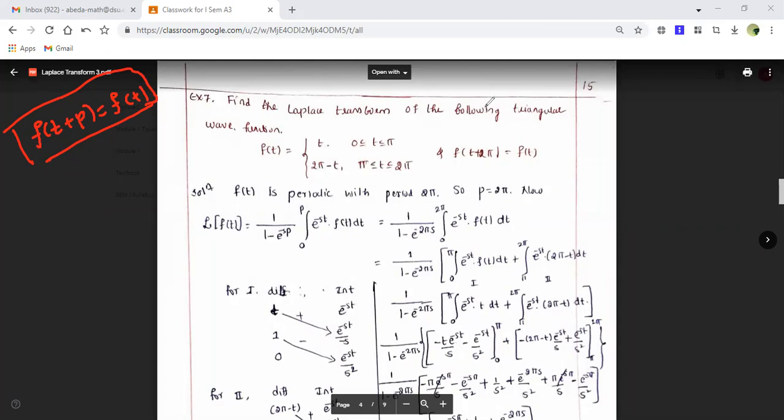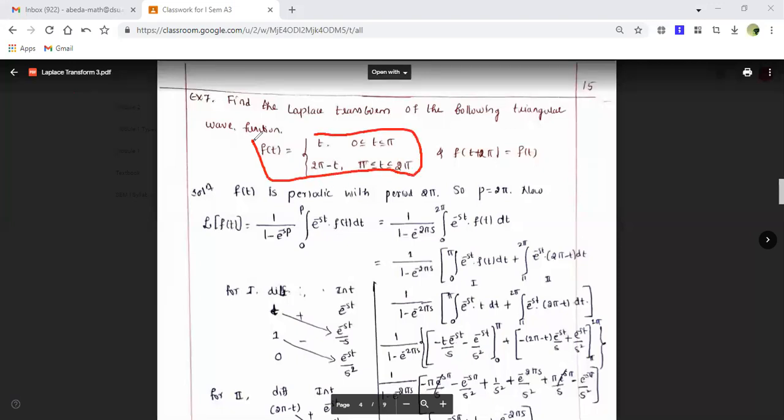When you have a periodic function, how can one solve the Laplace transform of those particular functions? That is the question. Let's see. The first problem is: find the Laplace transform of the following triangular wave function. This is the triangular wave function, defined in this way, and we will start with the calculation of its Laplace transform. Clearly it is given that f of t plus 2 pi is equal to f of t.